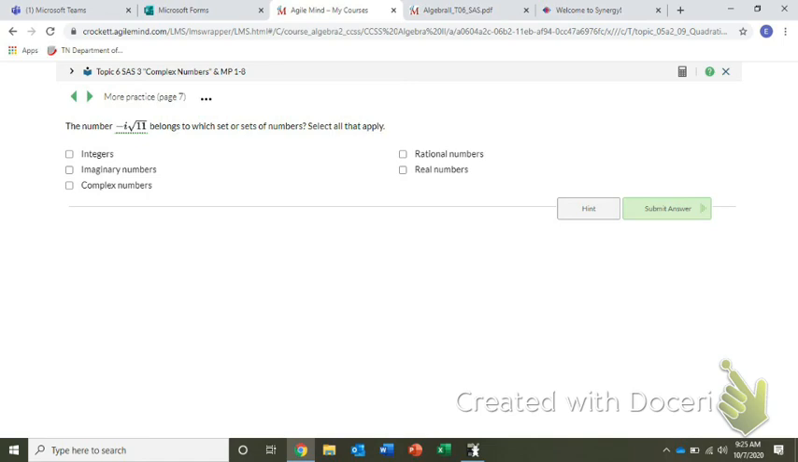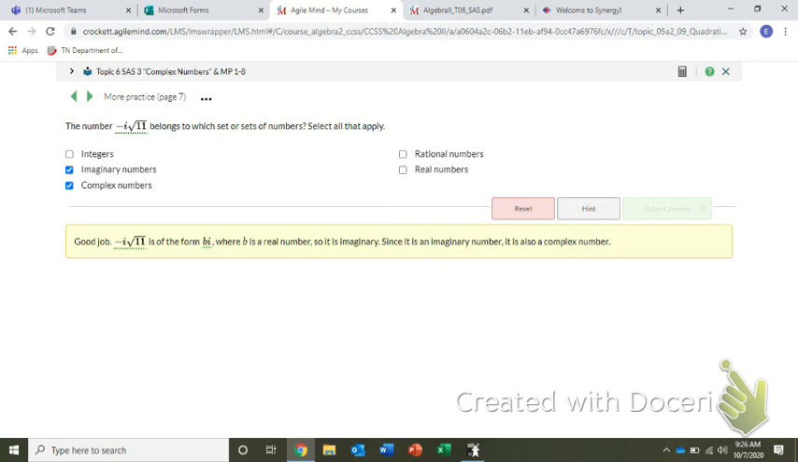The number negative square root of negative 11 belongs to which set? Complex. What else? It's not rational. Imaginary. Is it an integer? I don't know, is it? Is it negative? Click it and see. No. Because it's not real.